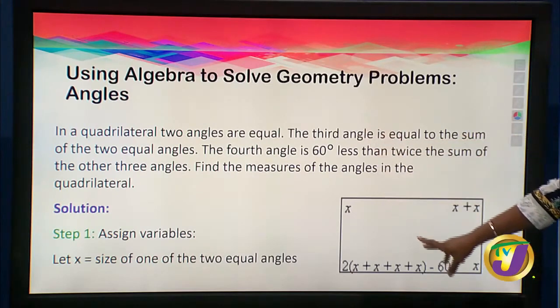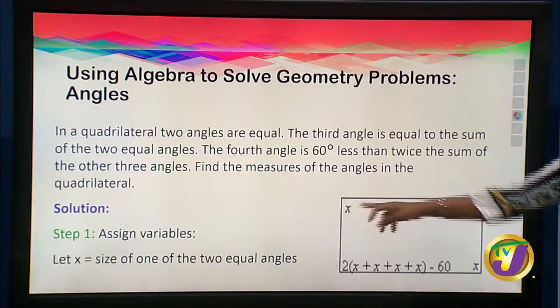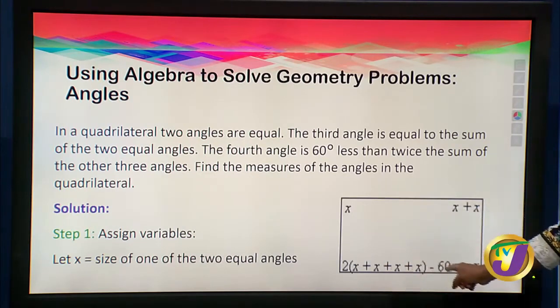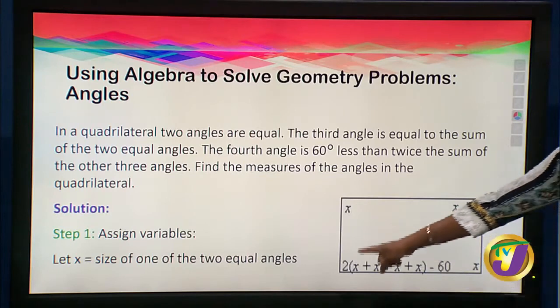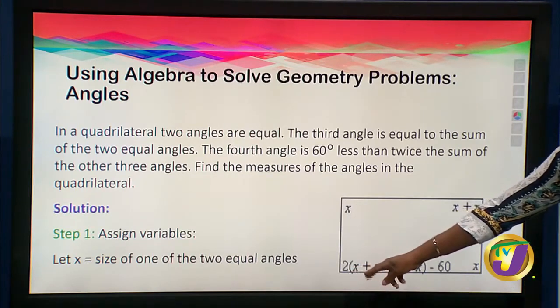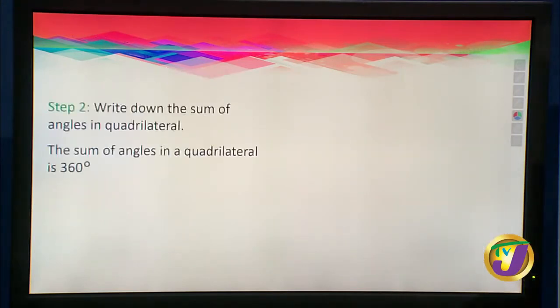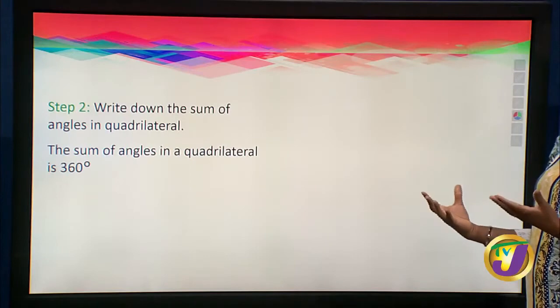So two angles are equal. So here they are, x and x, they are equal. And the third angle is the sum of the equal angles. So that's why we have x + x for the third angle. And the fourth angle, 60 less than twice the sum of the other three angles. All right, so we're now going to write down the sum of the angles in a quadrilateral, which is 360. So we're going to equate all of that to 360.